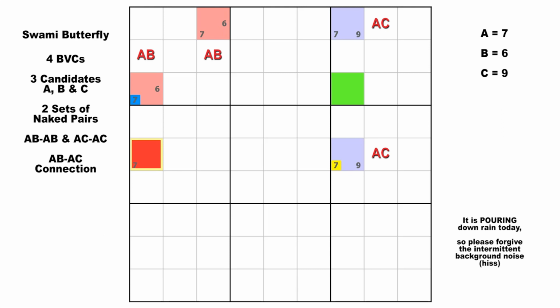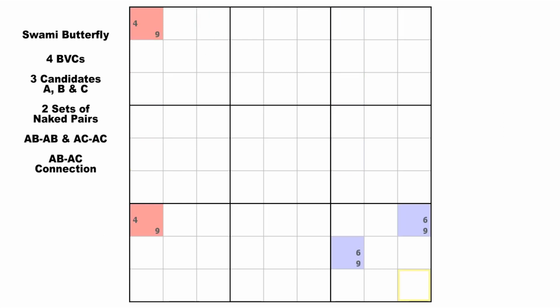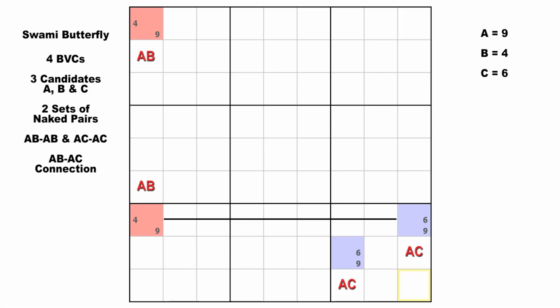Okay, next one. As you can see here, these butterfly patterns are not always going to be perfectly symmetrical, but the concept is the same. If all the conditions are met, it's going to work. We've got AB, AB, and AC, AC, and our two connecting cells lie in row 7. So 9 is our candidate A, and here are the two endpoints of the XY chain. So if there were a candidate 9 in this cell, it would be false.